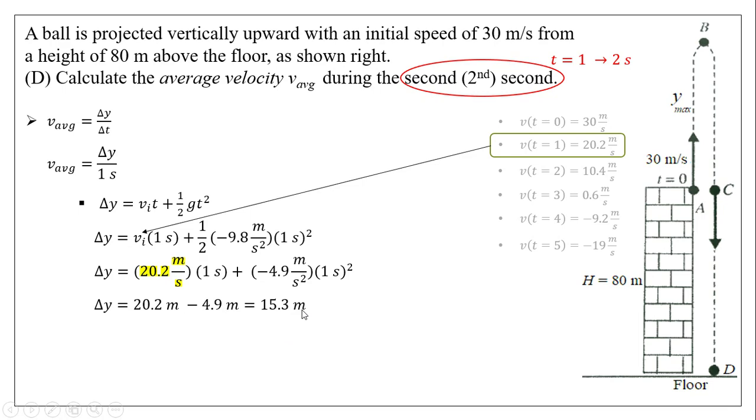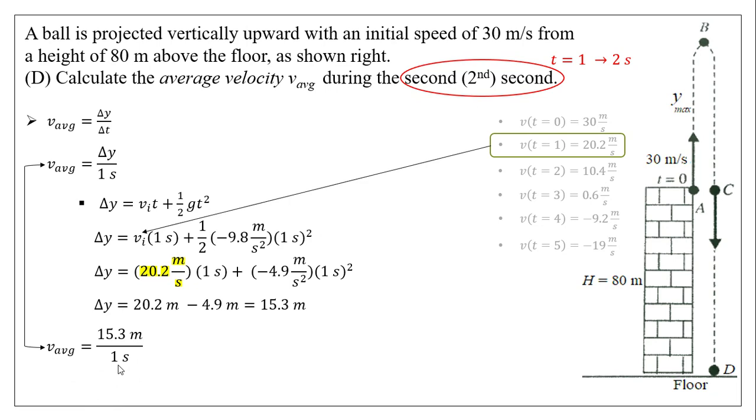All right. Therefore, I can just replace my average velocity function here for wherever delta y is. I can replace it with 15.3. And that's where the 15.3 in the numerator comes from. And again, the denominator is simply 1 second because the time interval is from 1 to 2, which is a difference of 1 second.